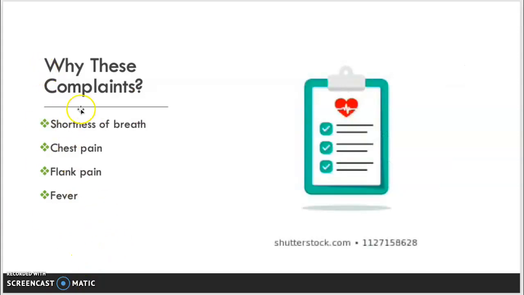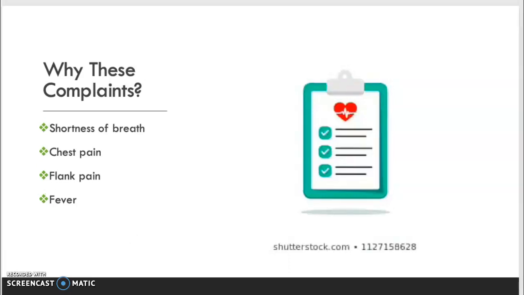So why are these complaints? As I mentioned before, she is also presenting, along with her history, symptoms of shortness of breath, chest pain, flank pain, and fever. As we saw in the patient's history, she had a history of opioid use disorder. She uses IV heroin, and she has PTSD. So what does that have to do with these complaints that the patient is having?